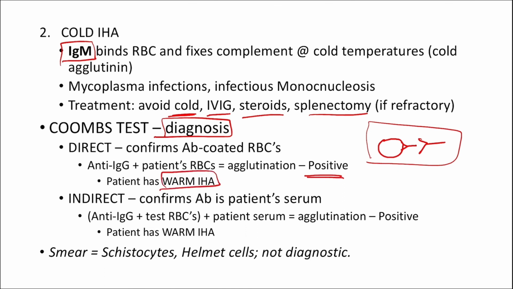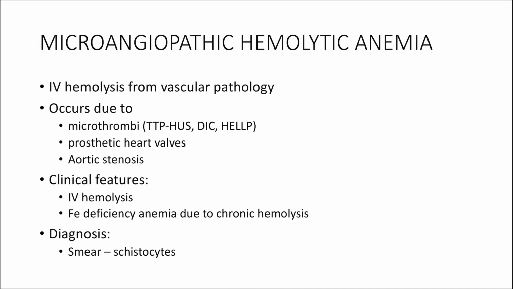Indirect means you're just confirming if there are in fact antibodies in the patient's serum. So what you would do is take the patient's serum, which basically just has antibodies, and then you would take a test RBC, which is then along with anti-IgG antibodies. And if this agglutinates, then you have a positive test. On the smear, you should be able to see schistocytes, helmet cells, but they are not diagnostic.